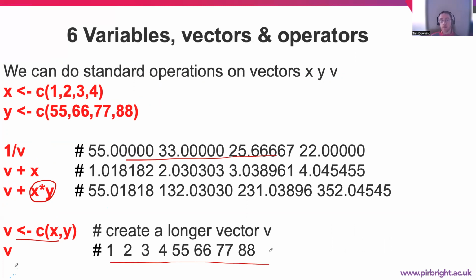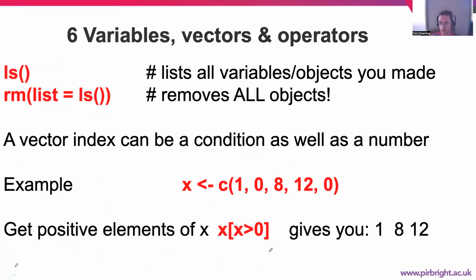If you create many variables, and you can see that I overuse x all the time, which is not a good thing to do, you can list all the variables that you have present using the ls command, which is a bit like the command that many of you will have come across in Unix. If you wish to remove them, you can use this command, rm list equals ls, but I recommend not doing that and just being careful with how you name things.